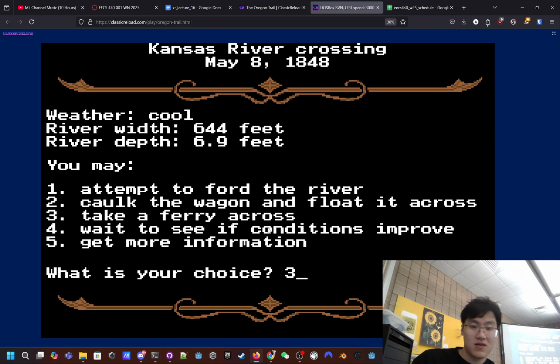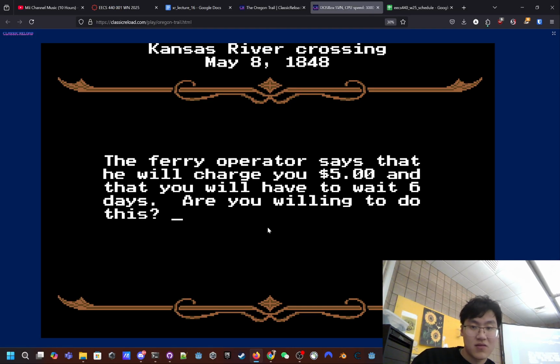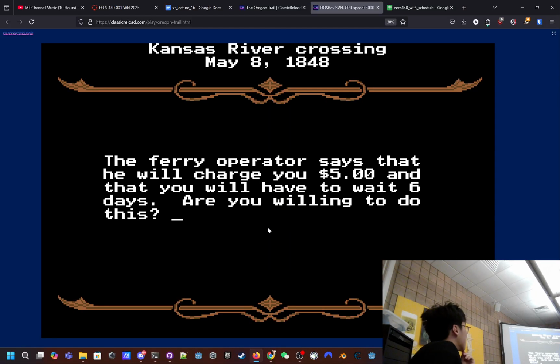Okay. Let's see. The ferry operator says that they're willing to take $5, and that would have you wait 6 days. 6 days. That lady wasn't kidding. We left in May, right? It took us 7 days to get here, and we're gonna wait 6 days for this. There must be like thousands of people in front of us. Yeah.